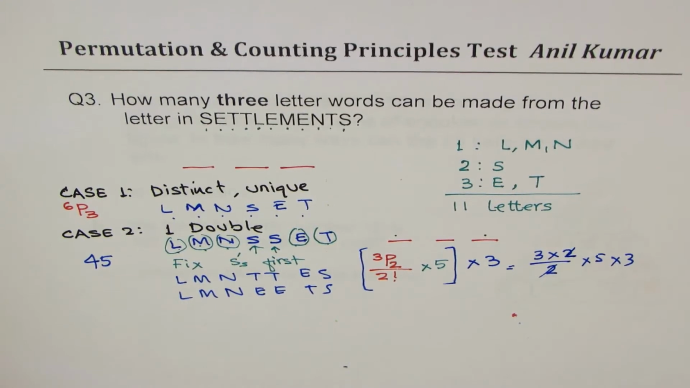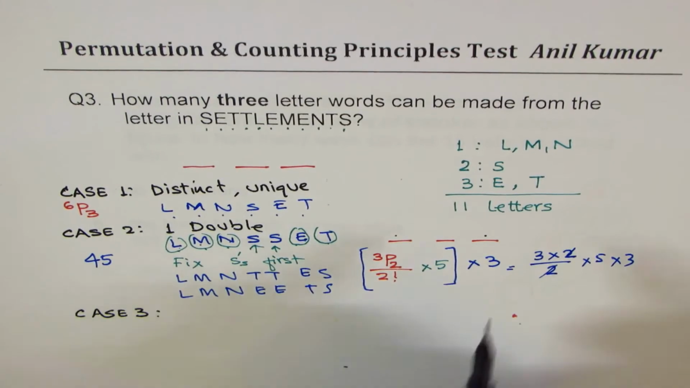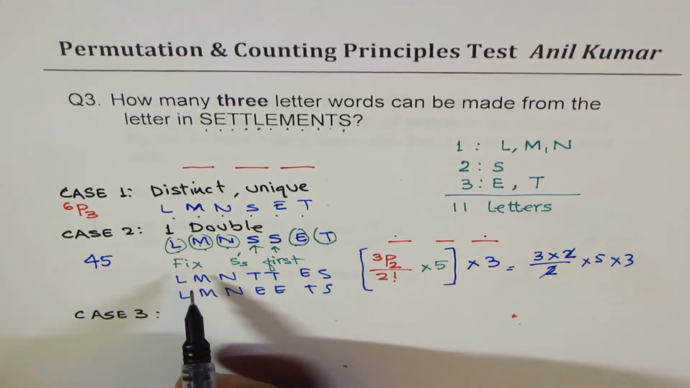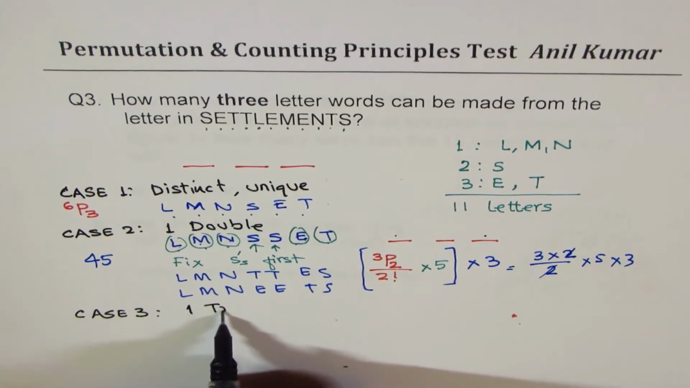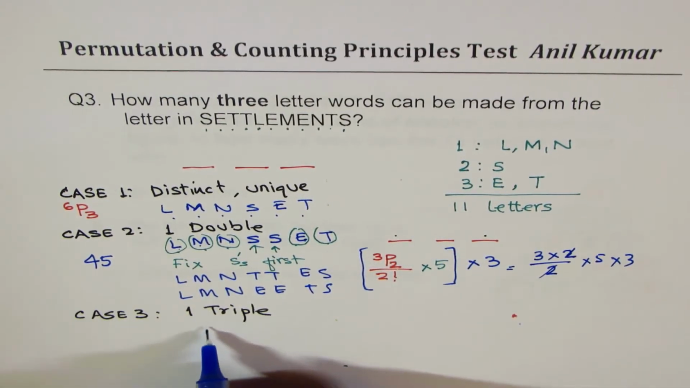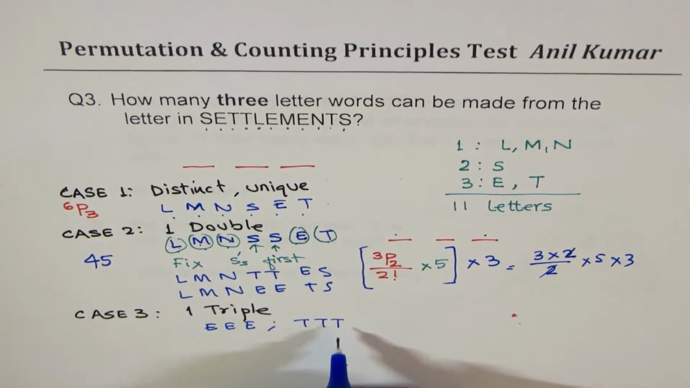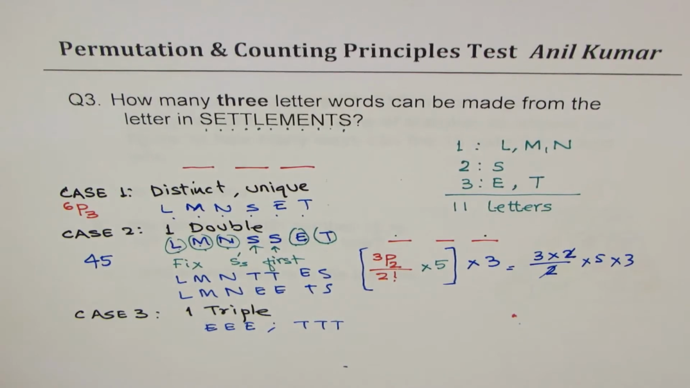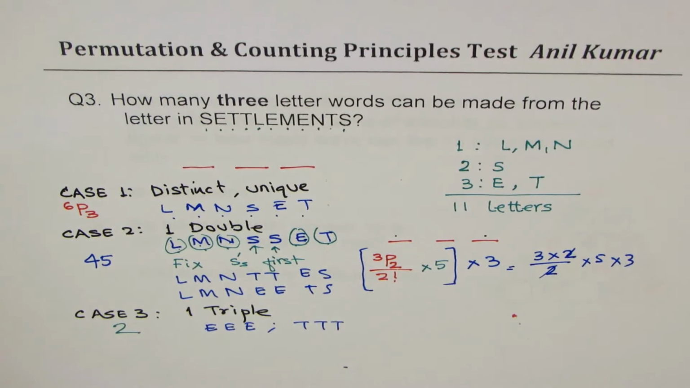Okay, now let's move on and do case 3. What could be case 3? Can we have 2 doubles? No, there are 3 places, but we can have a triple. So 1 triple is possible, and as far as triples are concerned, we have only 2 combinations: triple E, or triple T. So for this triple, we have 2 options. So these are all the combinations we have.